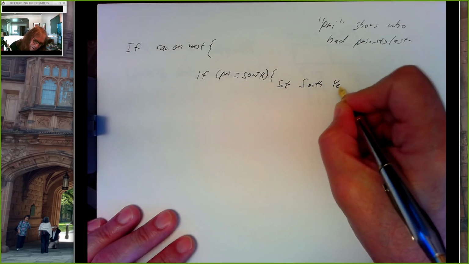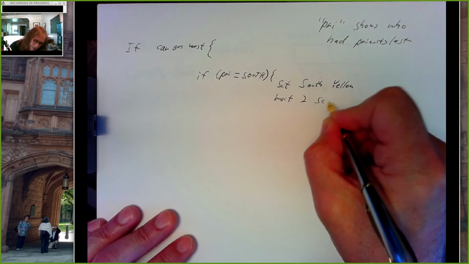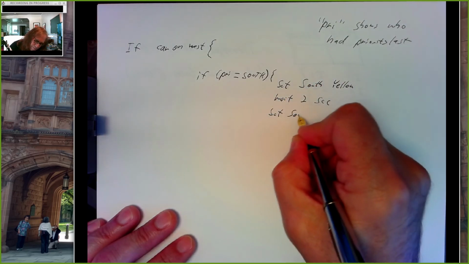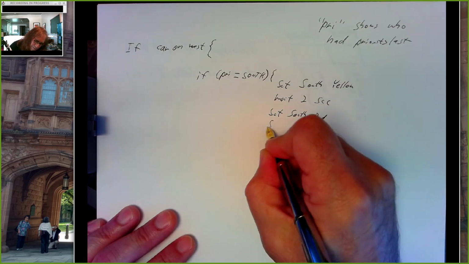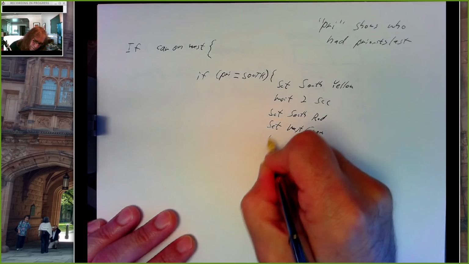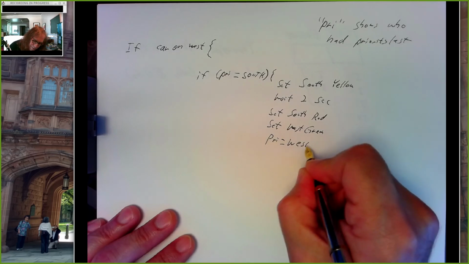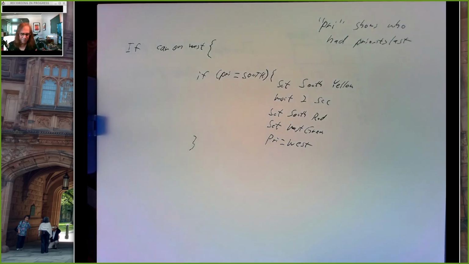Set south yellow. Wait for 2 seconds. Set south to be red. Set west to be green. And remember that my priority lane is now west. All right. Well, there's everything we need for that one condition where south had a green light, but a car showed up to the west.